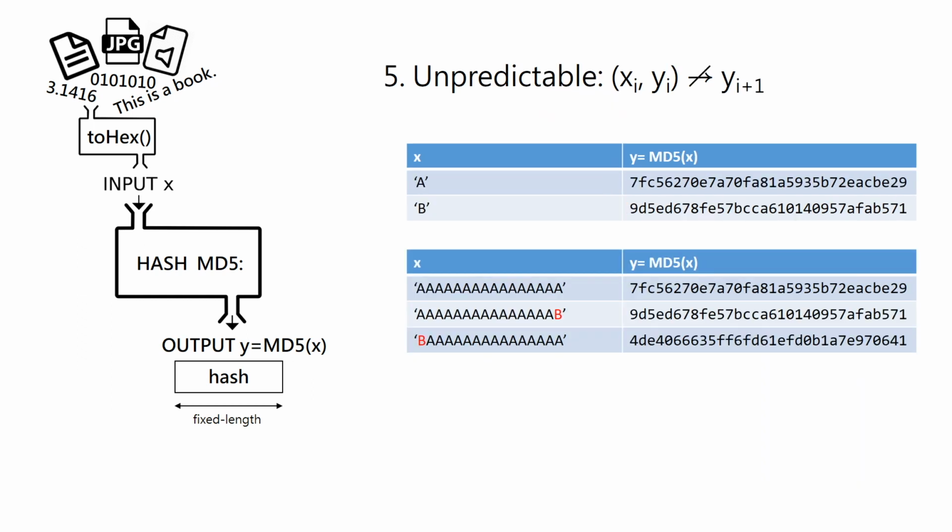Fifth, the next hash value is unpredictable. Here is the hash value of the characters A and B. Even if you know A and its hash value, it is not possible to predict the next hash. Here's another example. If you change the input slightly, the output would change dramatically.